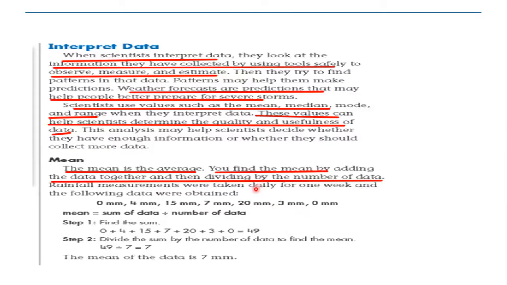How? First step, you have to find the sum. All of it equals 49. Then divide by the number of these data. So we have 7, and 49 divided by 7 equals 7.